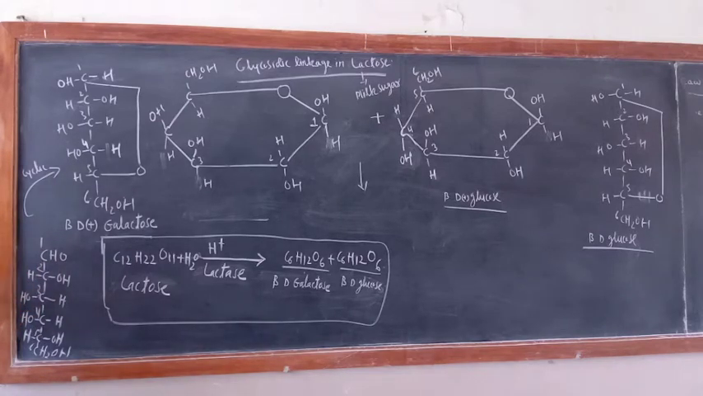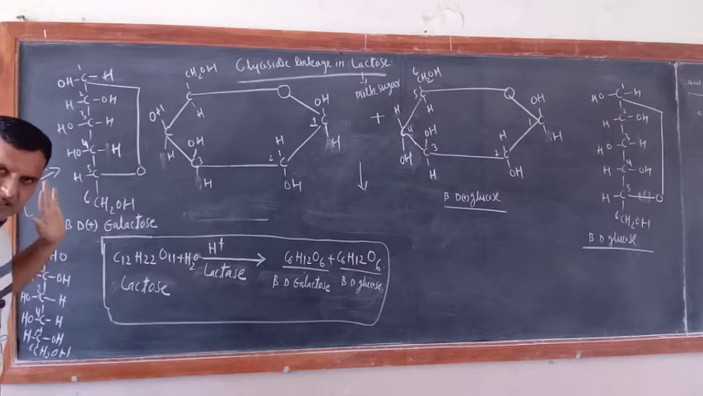Rest everything is same, and now its cyclic structure is like that. This is cyclic structure. Rest everything is same. So this is the first difference between glucose and fructose. And only one difference, second difference is not there.